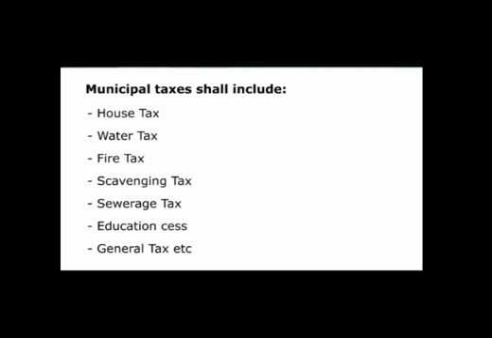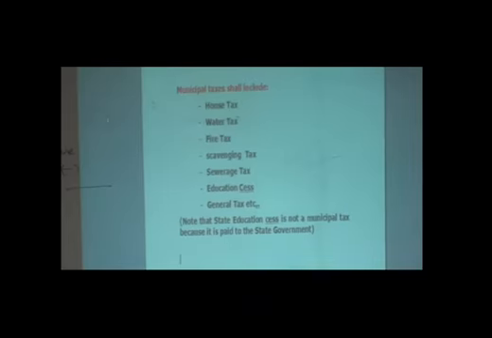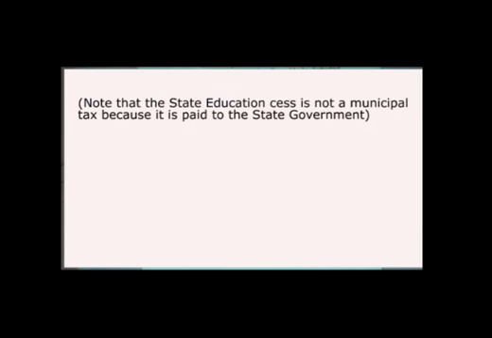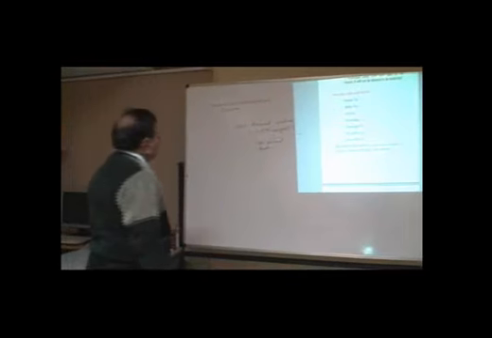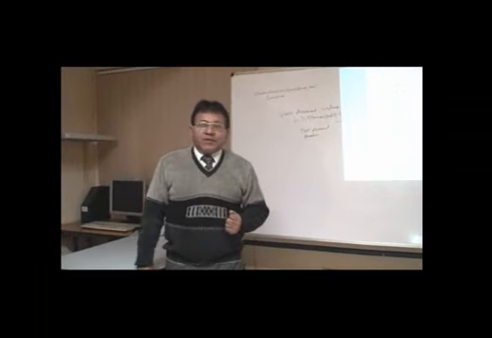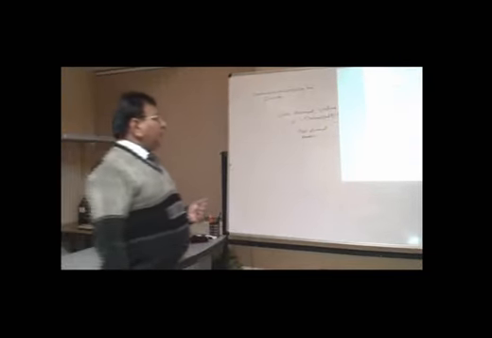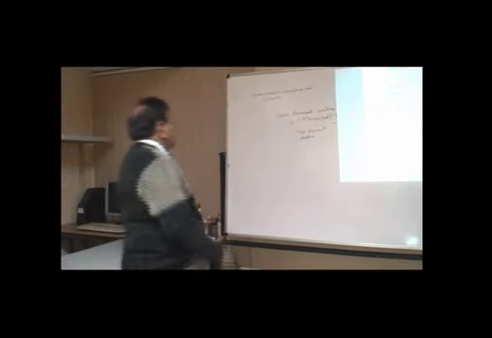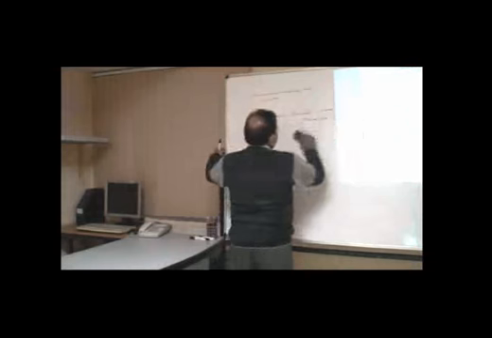But in this case, one thing is very, very important. Please note that the state education tax is not a municipal tax because it is paid to the state government. So education tax itself is a part of the municipal tax, but if the state education tax is levied, then it will not form the municipal tax. So these forms of taxes, house tax, water tax, fall under the category of municipal taxes. So they will be allowed as a deduction under this head, municipal taxes, in terms of subsection 1 of section 23 of the Act.